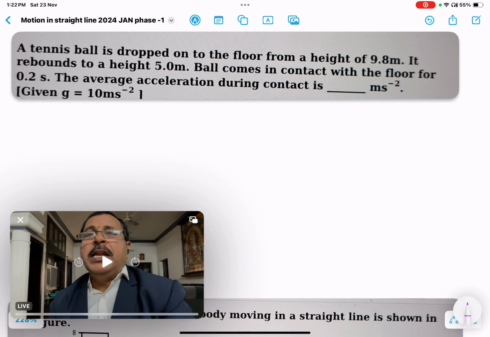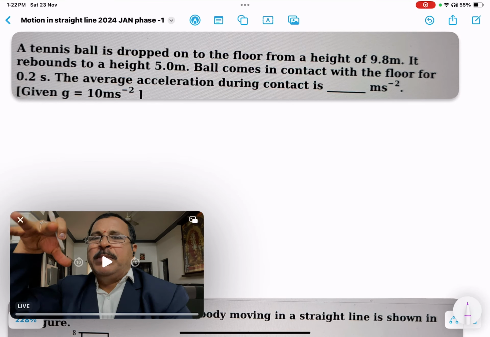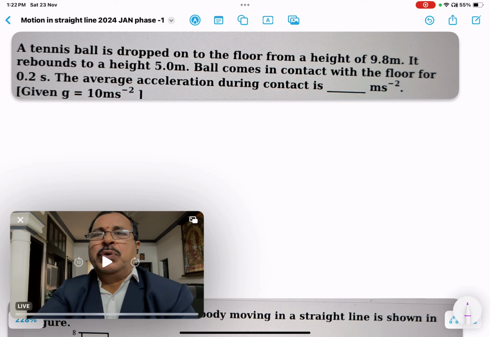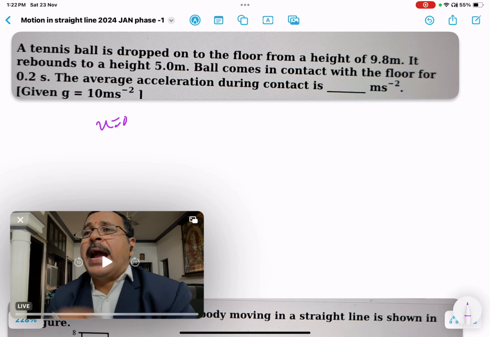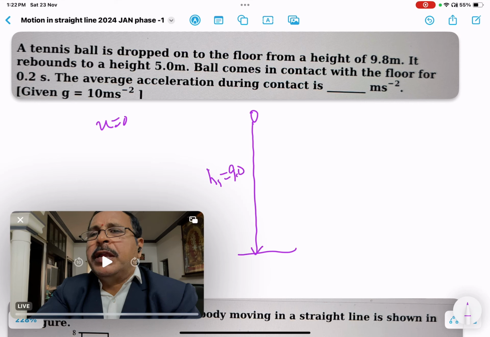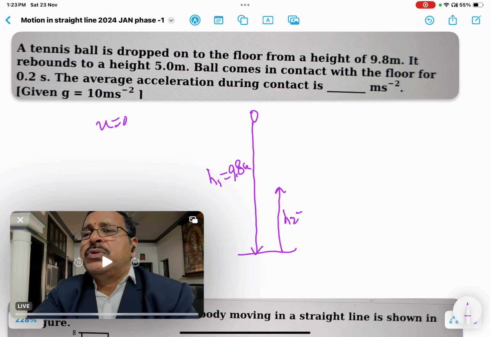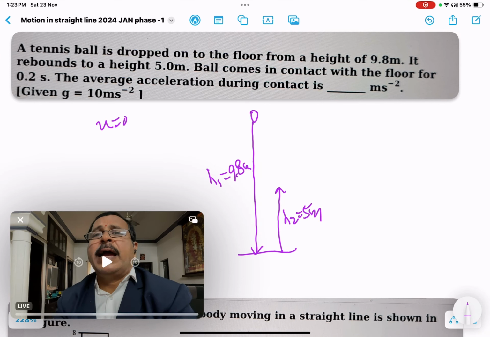Next problem. A tennis ball is dropped onto the floor. A tennis ball is just dropped, meaning a freely falling body, initial velocity 0, dropped onto the floor from a height of 9.8 meters. So H1 equals 9.8 meters, and it is rebounding to a height of just 5 meters. H2 equals 5 meters is given.